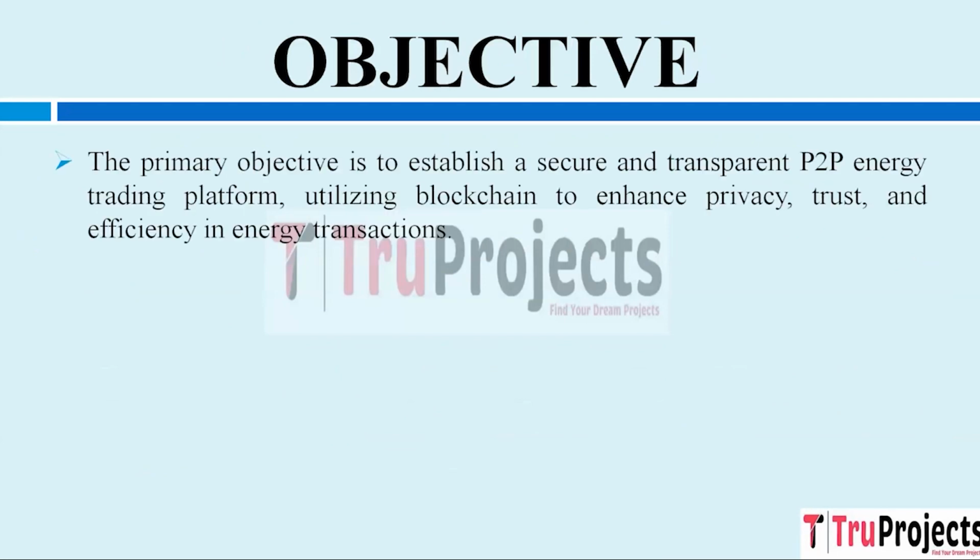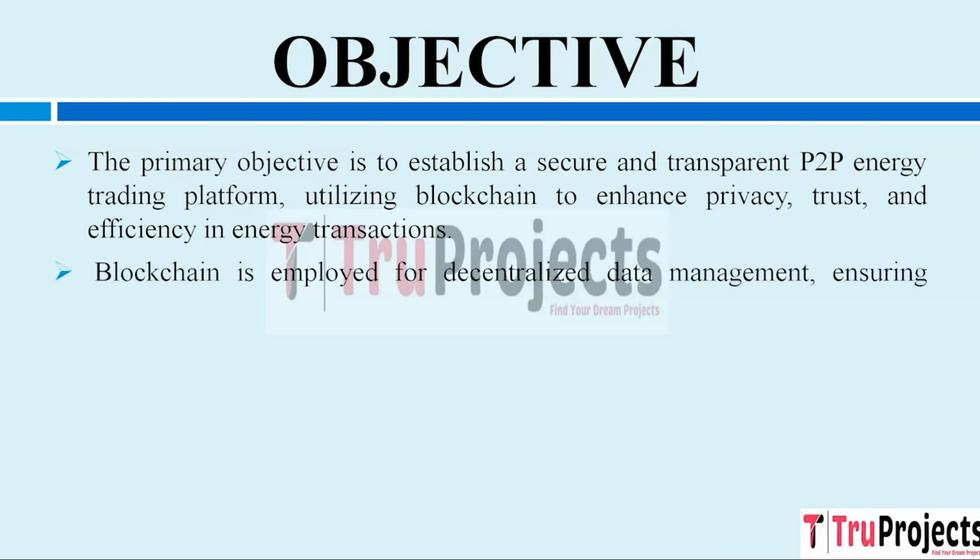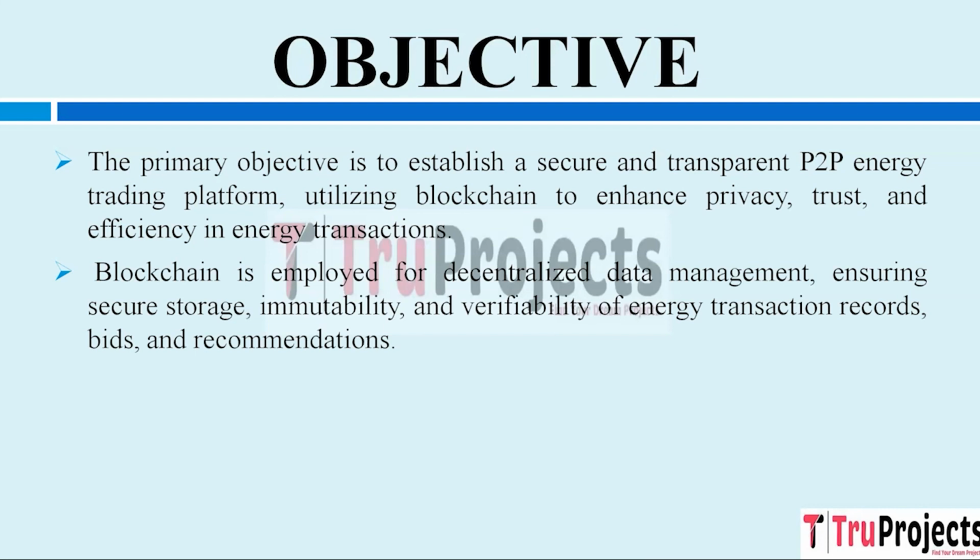Objective. The primary aim of the project is to establish a secure and transparent peer-to-peer (P2P) energy trading platform. This is achieved by integrating blockchain technology to enhance privacy, build trust among participants, and optimize the efficiency of energy transactions. Blockchain is utilized as the core technology for decentralized data management within the P2P energy trading system.